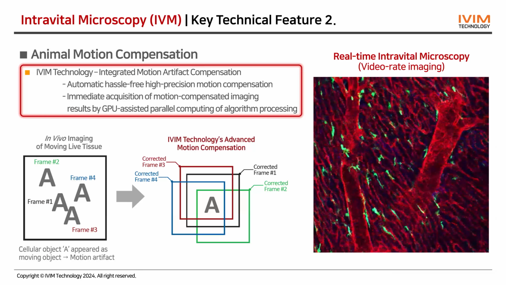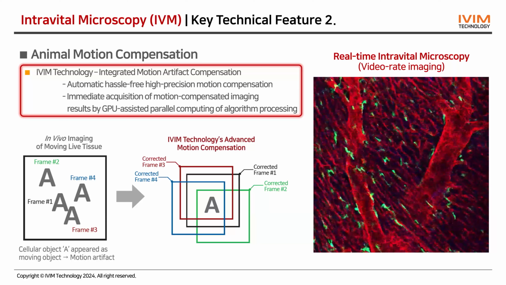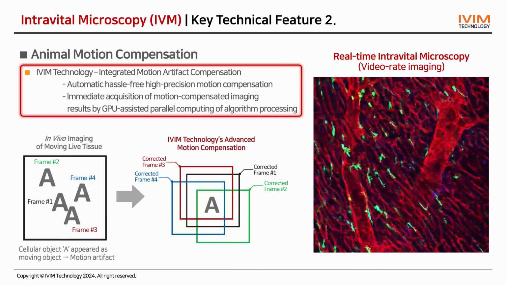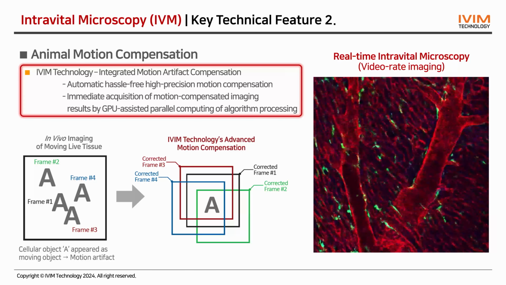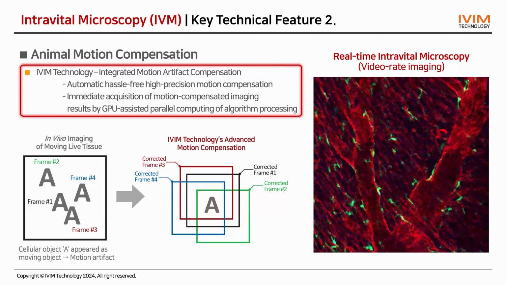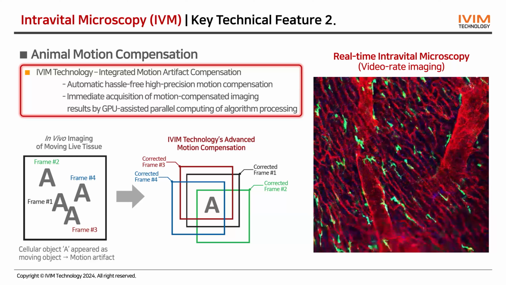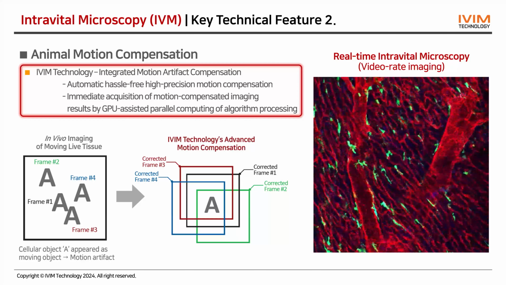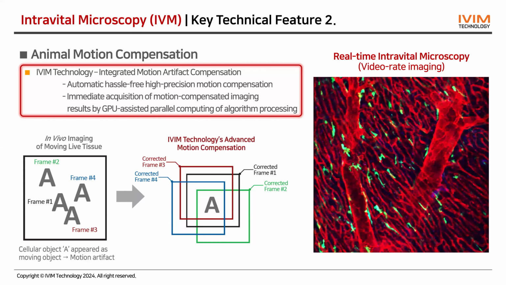And this is key feature two. Especially with the animal motion compensation function, it enables automatic, hassle-free, high precision motion compensated imaging by facilitating frame by frame motion compensation. It is the most optimal solution, particularly for rapidly moving organs like the heart and lung, as it can compensate the X, Y, and Z movement with real-time acquisition of compensated image data right away.